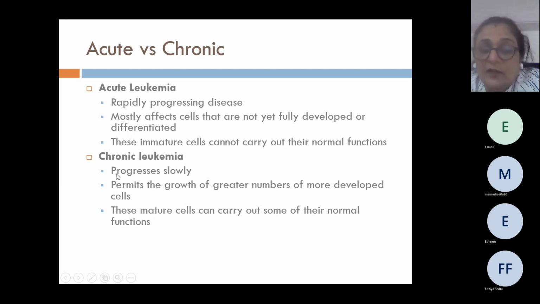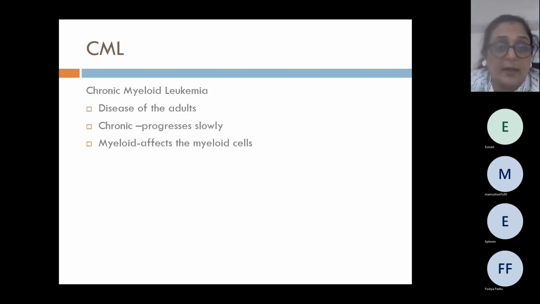In chronic leukemia, it progresses slowly and permits the growth of a greater number of more developed cells. Here you will see abnormal cells, but they are still developed, right? If they are developed, then obviously they will not multiply very fast. Therefore, it is a slow moving tumor and multiplies slowly. These mature cells can carry out some of their normal functions, so they are carrying out some of the normal functions, plus they are also carrying out the abnormal functions. Therefore, it is a slow moving tumor and the damage caused by chronic leukemias is comparatively lesser than the acute leukemia.